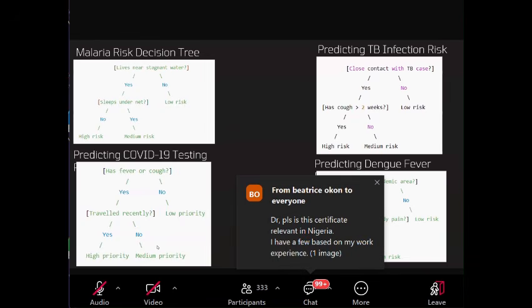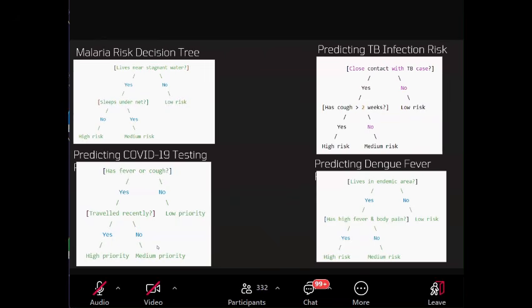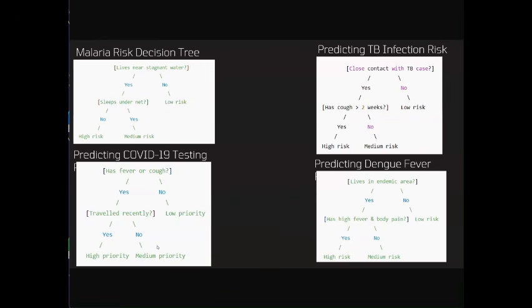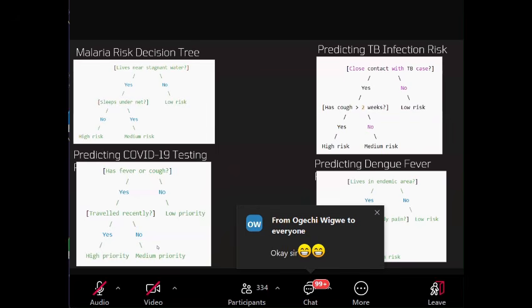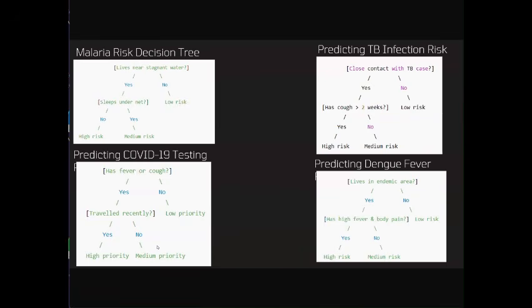Your postulation needs to be scientifically verified before we can use it, Ogechi. So maybe you can add that as part of your project work. Why are mosquitoes leaving stagnant water? Why are mosquitoes not staying in stagnant water anymore? So somebody says something like this.